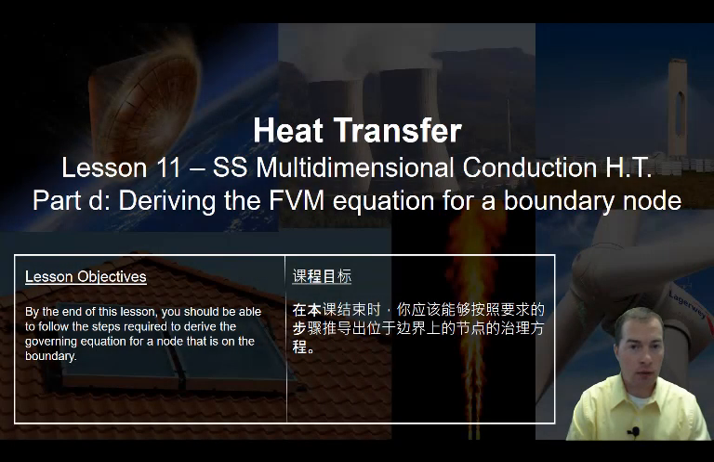This is the fourth and final part of the 11th lesson in heat transfer. We have been looking at the finite volume technique for analyzing steady-state, multi-dimensional conduction heat transfer problems. In this final part of the lesson, we will derive the governing finite volume equation for a boundary node. By the end of this lesson, you should feel comfortable deriving governing equations for any boundary node in a numerical mesh. On with the lesson.